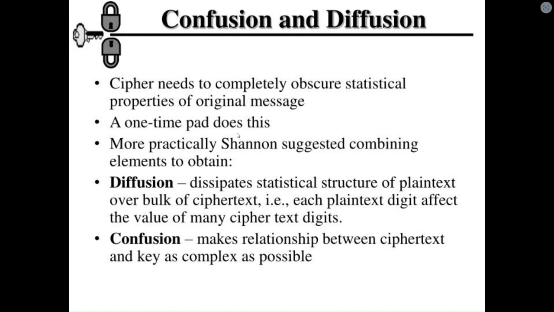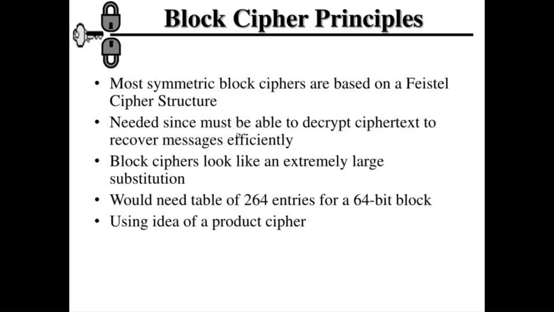So a cipher needs to completely obscure the statistical properties of the original message. A one-time pad does this. More practically, Shannon suggested combining elements to obtain diffusion. It dissipates the statistical structure of plain text over a bulk of ciphertext. That is, each plain text digit affects the value of many ciphertext digits. Confusion makes the relationship between ciphertext and the key as complex as possible.